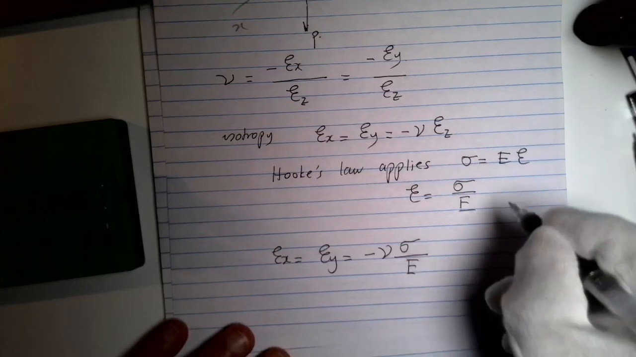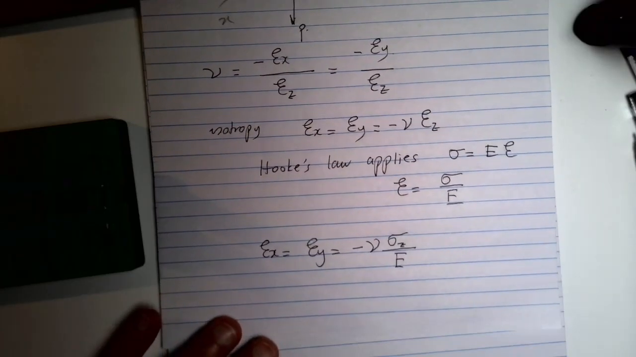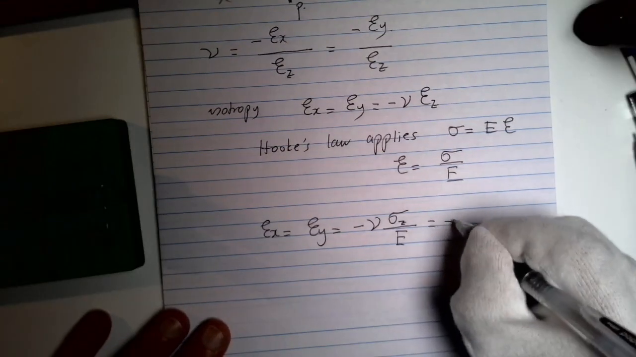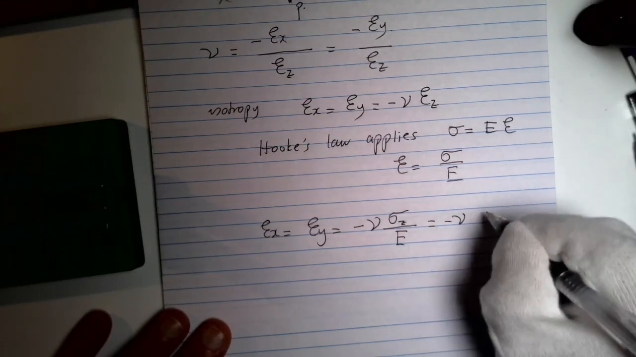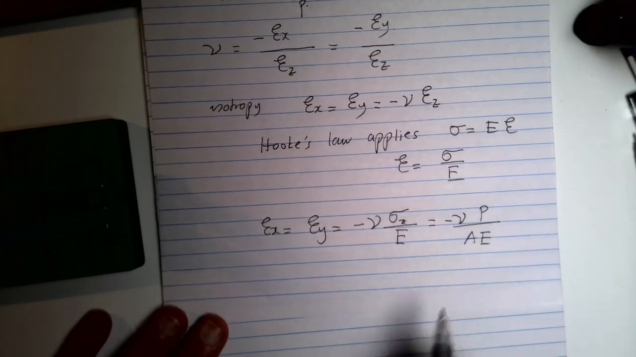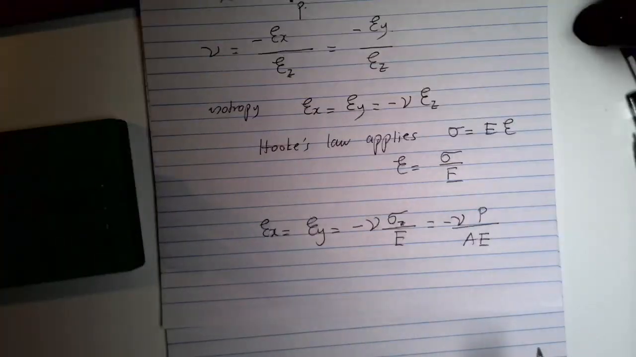We can also write sigma z, because the stretch is along the z direction, sigma z over E. Further expanding that, minus nu, where sigma is force divided by area. Notice the similarity of this equation to the previous one, PL over AE. We haven't finished yet.